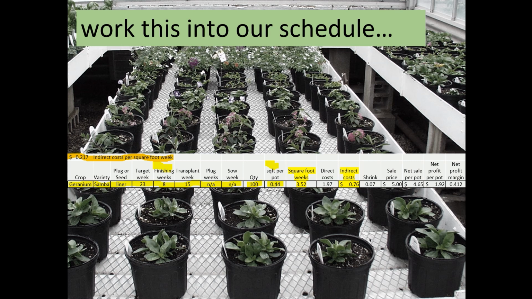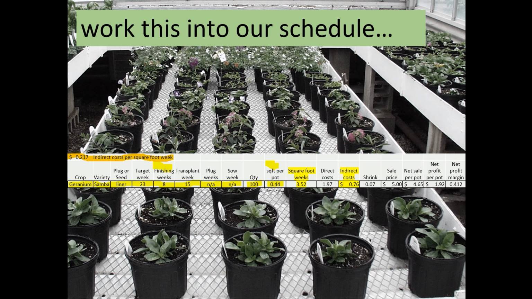So this geranium takes 3.52 square foot weeks. Direct costs I plug in. This is pot, cutting, and medium. Now my indirect costs, this number here, how did I get this? This is how many square foot weeks this crop exists for times my indirect cost per square foot week. Right? So this is automatically generated. I don't have to do this math.